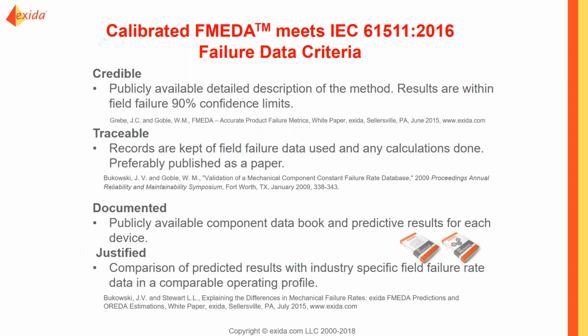So now let's go back to the standard. When we talk about how do we calibrate, how do we meet 61508, right? So how do we meet 61511 is if it's creditable. How do we justify that? Well, we say, look, it's publicly available. There's detailed descriptions of the method, and the results are within a failure of 90% confidence limit.